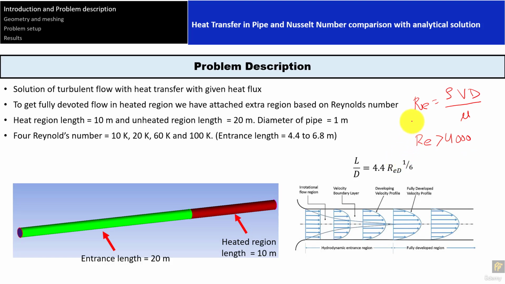Okay. So for this problem, for Reynolds number, we are starting from 10,000. Then also we will get a solution for 20,000 and 60,000 and 1 lakh. Okay. So for all these cases, basically the idea is that there are three heat transfer modes, but mostly we are interested in two heat transfer modes. The one is the conduction, and the second one is the convection.